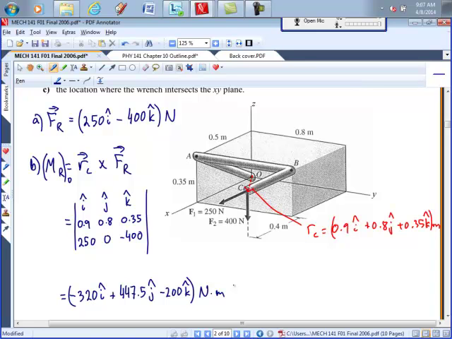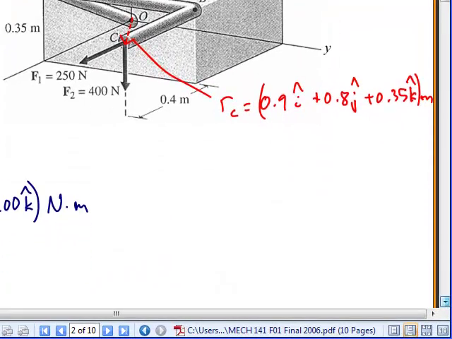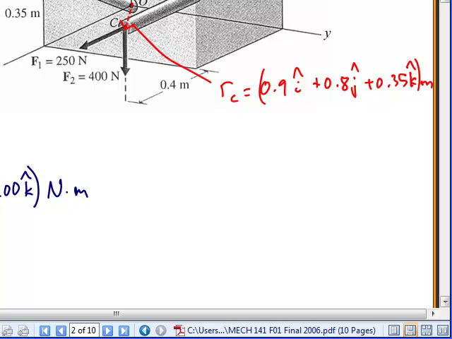The next step for finding a wrench is to break the moment down into parallel and perpendicular components. The component of the moment that's parallel to the force, can't do anything about it. I can't relocate the force and change the magnitude of that. But the component of the moment that's perpendicular to the force, by moving the location of the force, I can eliminate that moment. So we'll find the parallel component first, and then the perpendicular component by subtraction.